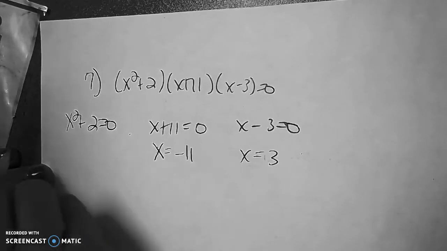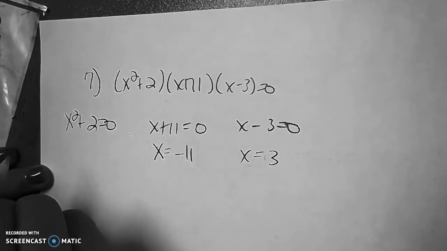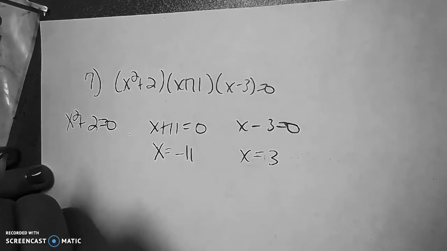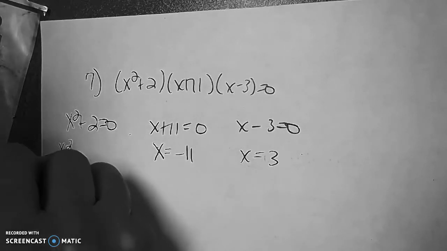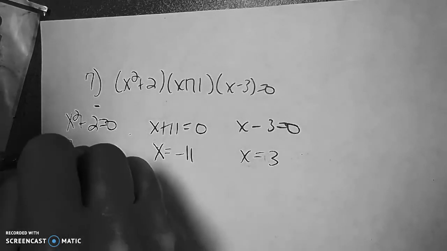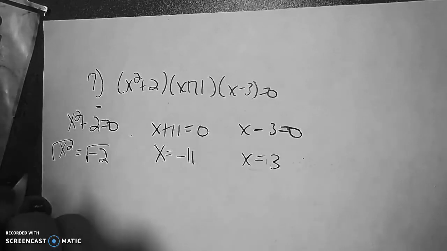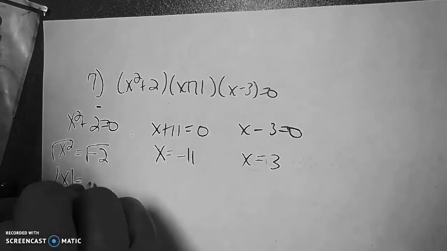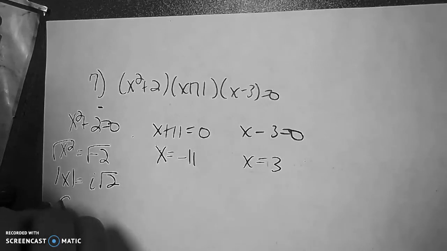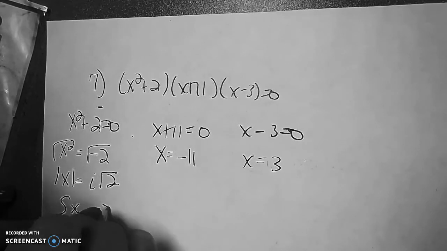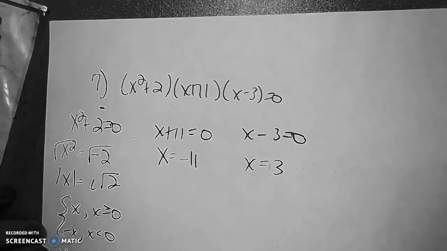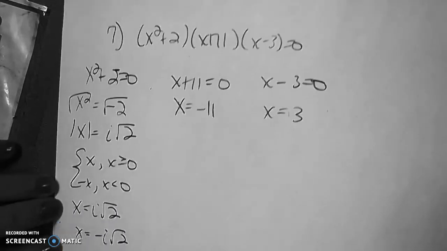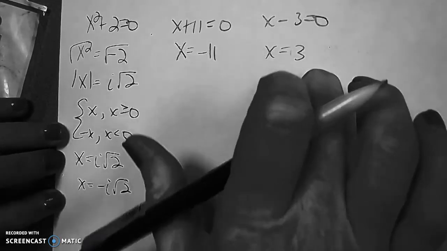x equals negative 3. For the other, it is a quadratic. I can either use the quadratic formula, or this is one where I can extract the square root. So I'm going to subtract 2. Take the square root of both sides. That leaves me with the absolute value of x equals i root 2, which leads me to a piecewise. So x equals i root 2, and x will equal negative i root 2. So notice, I'm getting 4 solutions there.